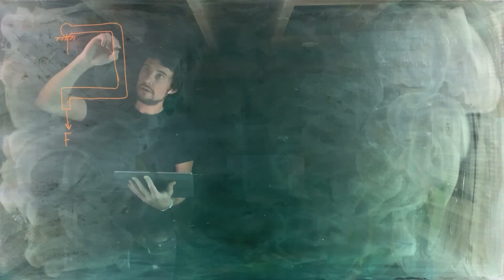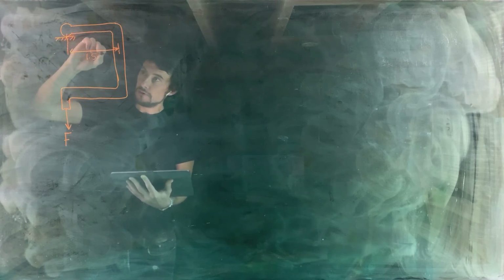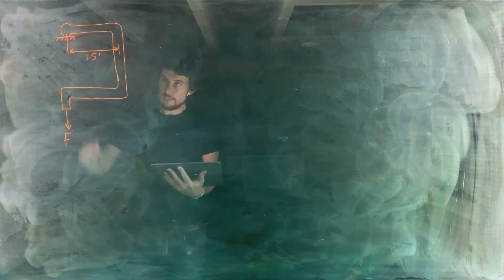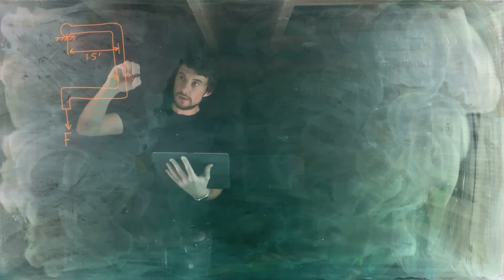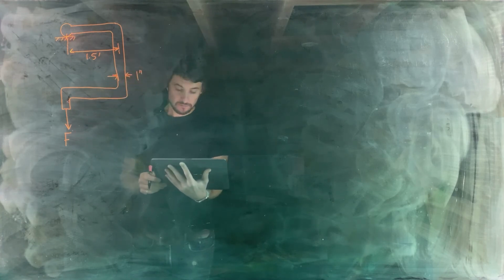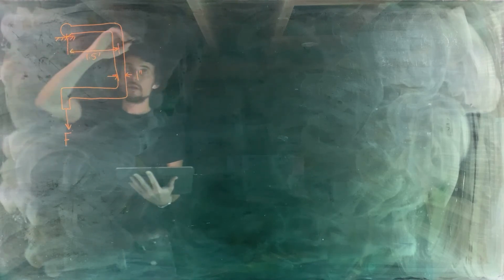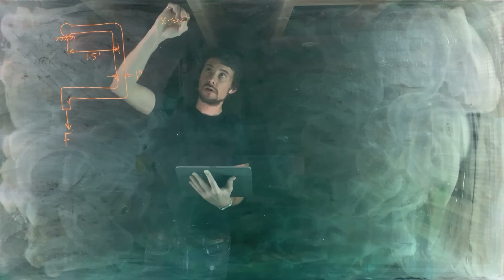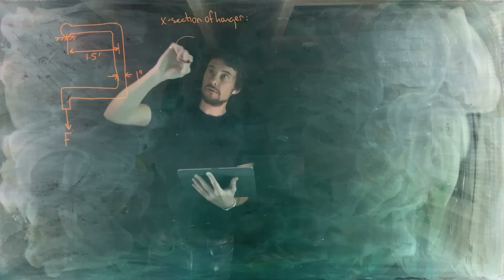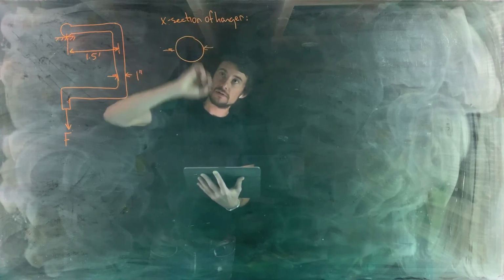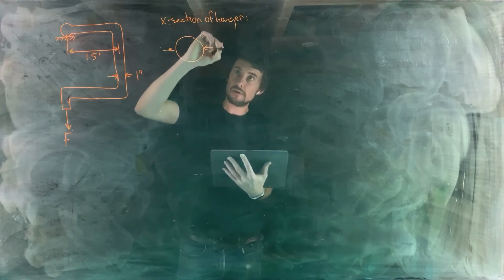Okay. Now let's put in some dimensions. Between here and the center is a distance of 1.5 feet. And this is going to be a piece of bent cylindrical rod with a diameter of 1 inch. Okay, so the cross section of the hanger looks like this. It's just a circle. Solid cylindrical rod, diameter of 1 inch.